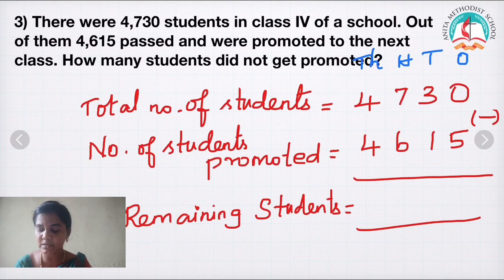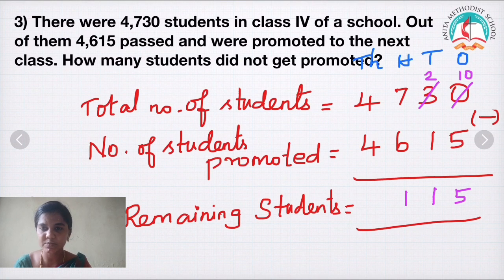I cannot subtract 5 from 0. So I need to borrow from the next place. So it will become 10. This will become 2. So if I subtract 5 from 10, I will get 5. If I subtract 2 minus 1, the answer will be 1. Okay, then now we need to subtract the hundreds place. In hundred place we have 7 and 6. So 7 minus 6, that is 1.